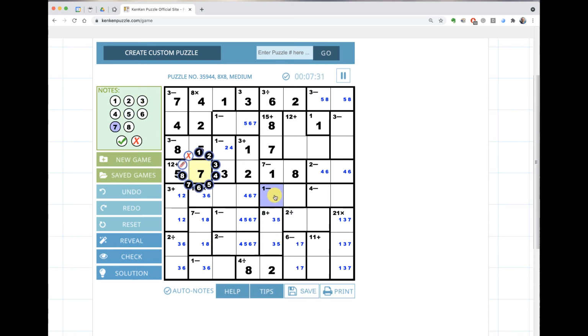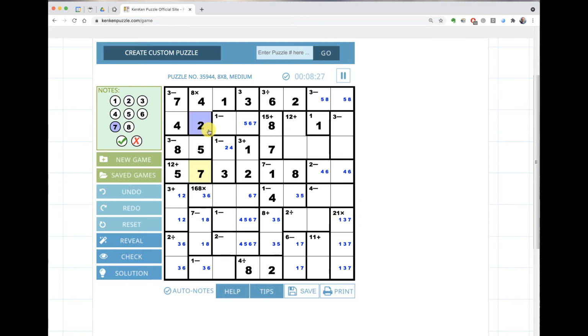Meaning the remaining one is 4. And this has got to be 3, 5 also. Okay, this gets a little tricky, the 3 minus here. I know it can't be 1, 4. It could be 2, 5. Can't be 3, 6, can't be 4, 7, but it could be 5, 8. So 2, 5, and 8.